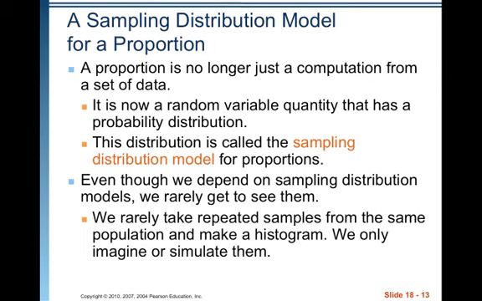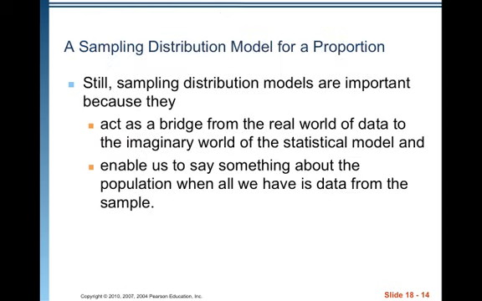Even though we depend on sampling distribution models, we rarely get to see them. Like I said, even when we did the penny activity, we only saw a partial sampling distribution model. So to be able to create the whole thing, that would take a tremendous amount of time. We rarely take those repeated samples from the same population and make a histogram. We only imagine or simulate them.